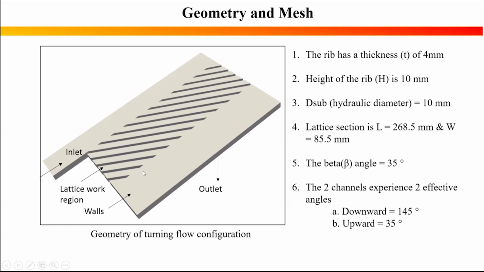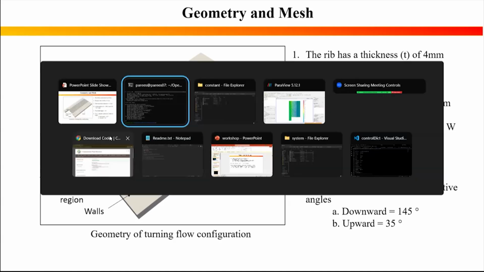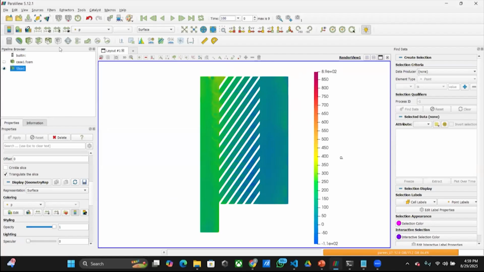The beta angle is the angle of incidence with the wall. This angle is 35 degrees, and the channels are experiencing two angles in the inlet velocity. I'll show you what those are. For the downward flow, the angle is 145, and for the upward flow, the angle is 135. So let me show you.